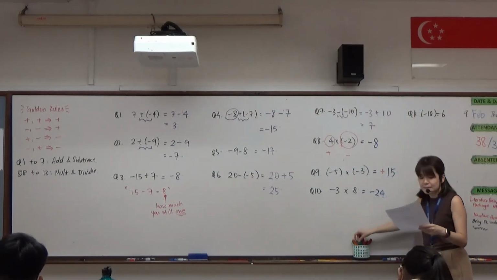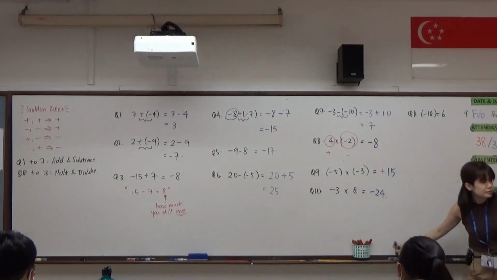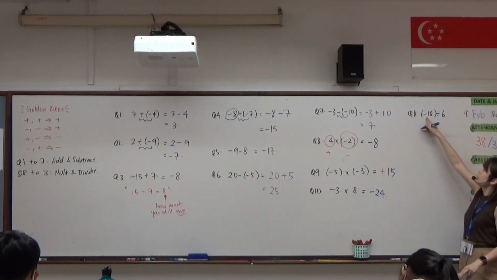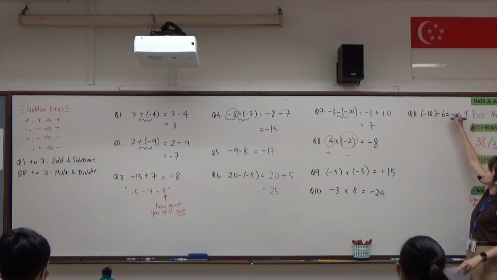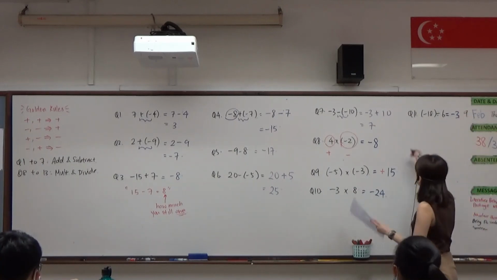Next question 11. Negative 18 divided by 6. What do we get, June? Negative 3. So negative and positive give us negative. 18 divided by 6, that is 3. Okay?